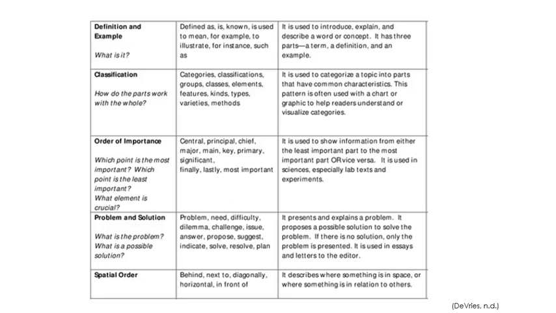Problem and solution organization. What's the problem? What is the possible solution? Our signal words will be problem, need, difficulty, dilemma, issue, solve or resolve. And our last organization would be spatial order. Begin, next, horizontal, in front of are all signal words for spatial order.